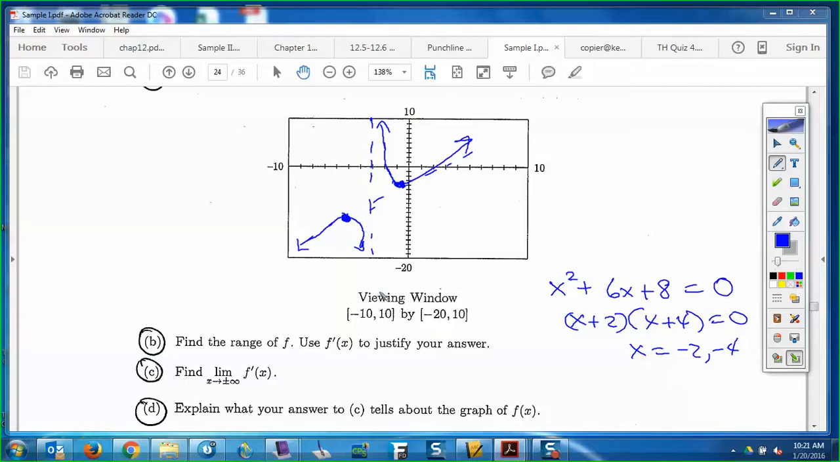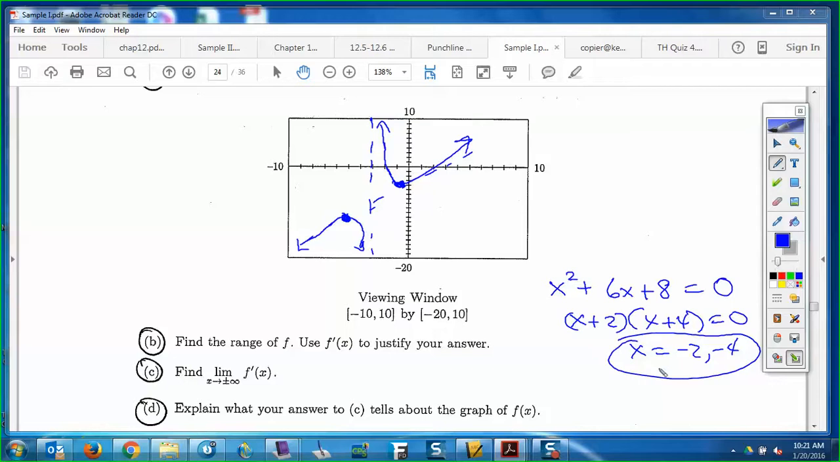But what do we need? We need to know, because the range is going to be this y value up to infinity, and it's going to be this y value down to -infinity, right? So I need to know those y values. So where do I put them?